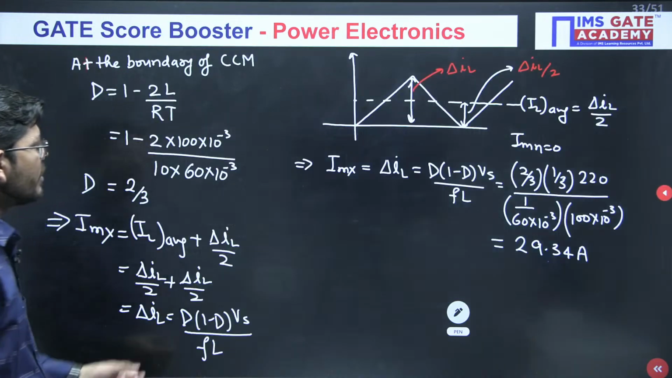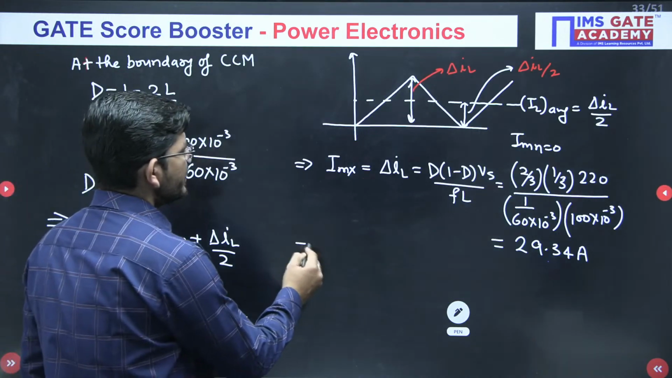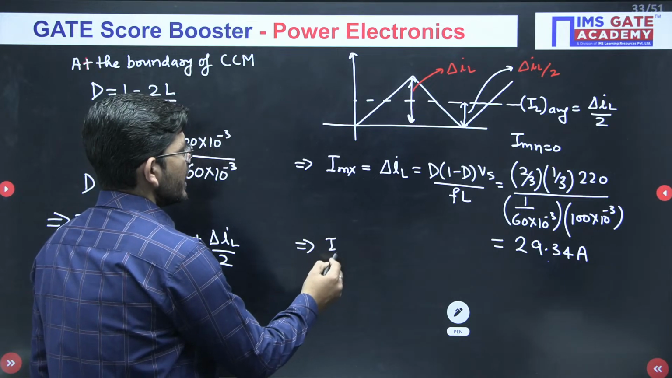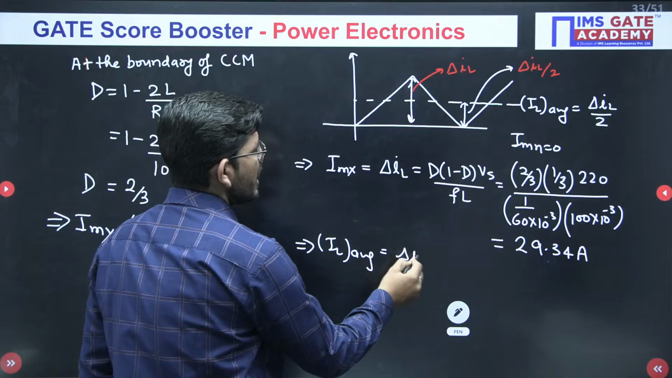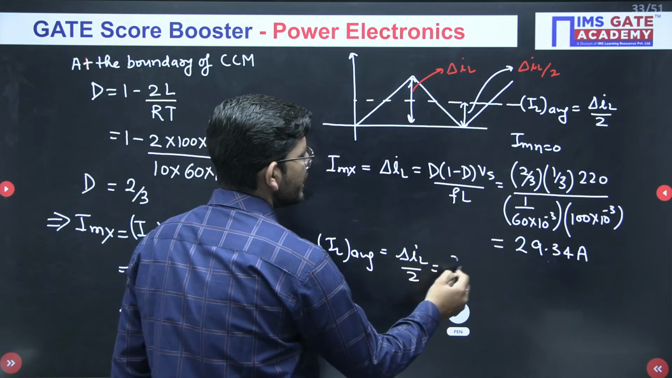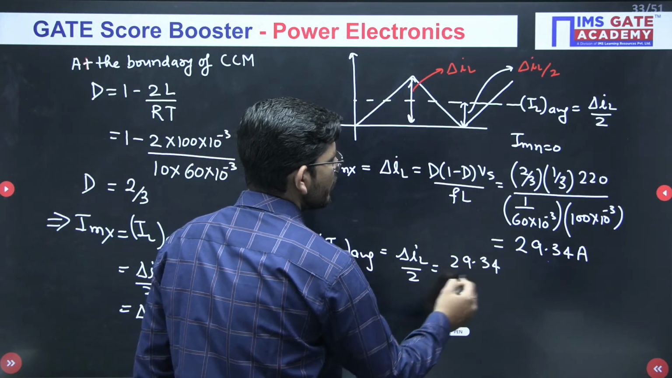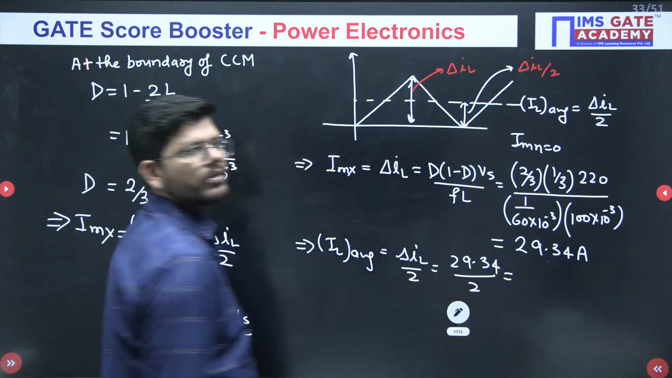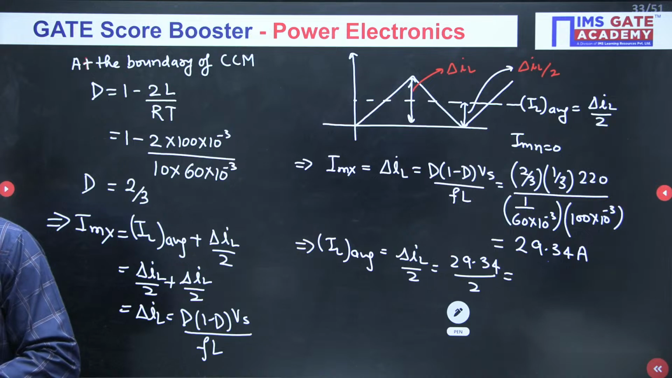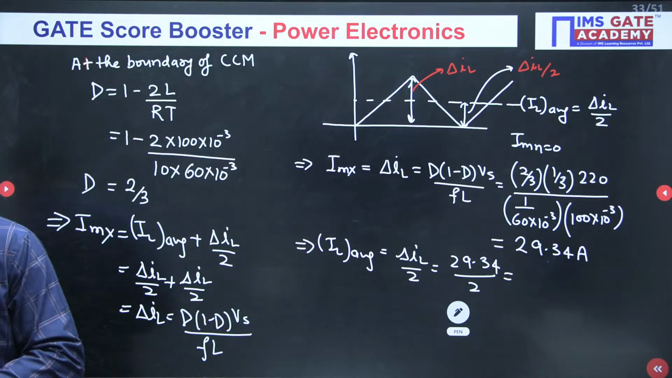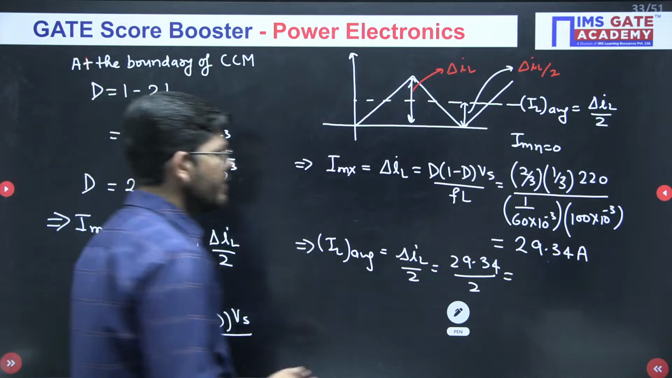Average inductor current. So how much will be the average inductor current? Just see. Average inductor current will be delta IL by 2. And delta IL is 29.34 divided by 2. Okay. So how much you will get? Delta IL, then how much you will get? IL average around 14.67.